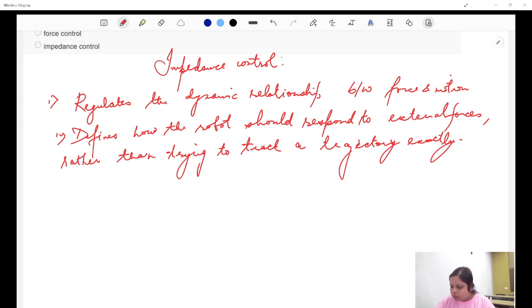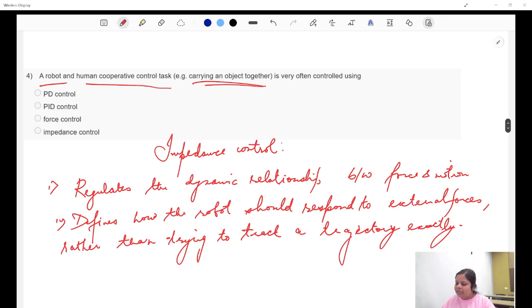Okay. So in our case, the question was asked that it is a collaborative task, carrying an object together, and it is very often controlled using PD, PID, force or impedance control. So PD control is very simple, right? It is very simple, but only controls position and velocity, does not handle force interaction or compliance. So this is incorrect. PID control adds integral action but still targets position control. Not ideal for human robot force interaction.